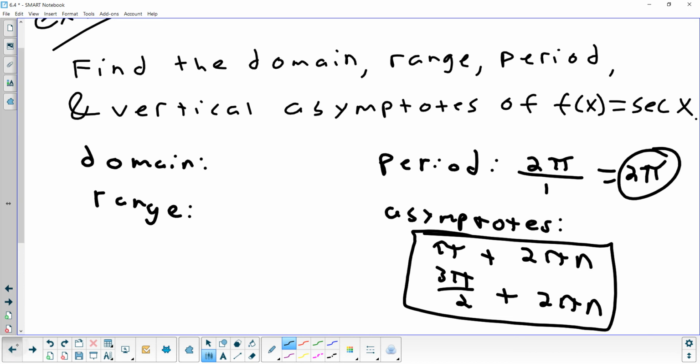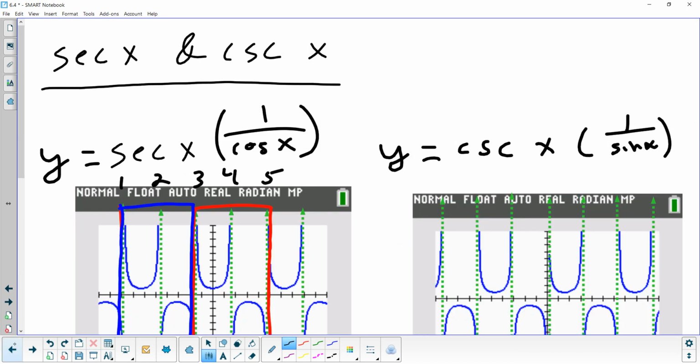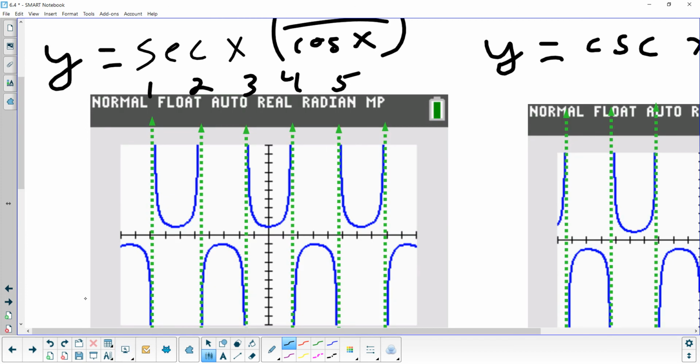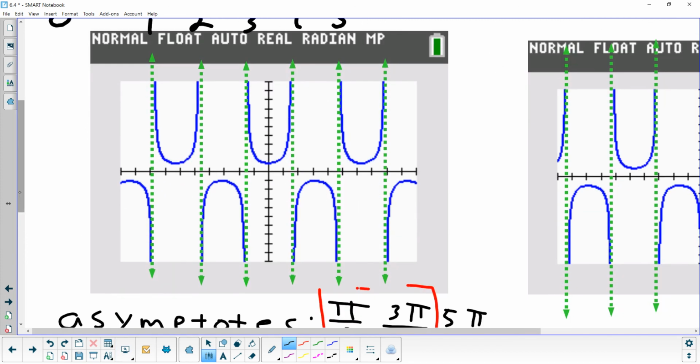Let's look at the range for secant. If we just erase these, it might be a little easier to see. And zoom in. Does that graph go down forever? Does it go up forever? One more question: does it hit everything in between? No, there's a gap here. So the range does go to negative infinity and positive infinity, but it doesn't hit everything in the middle.